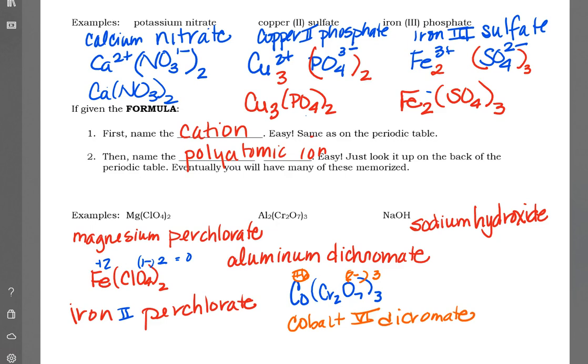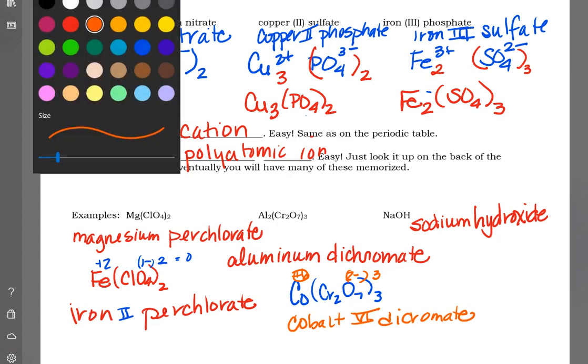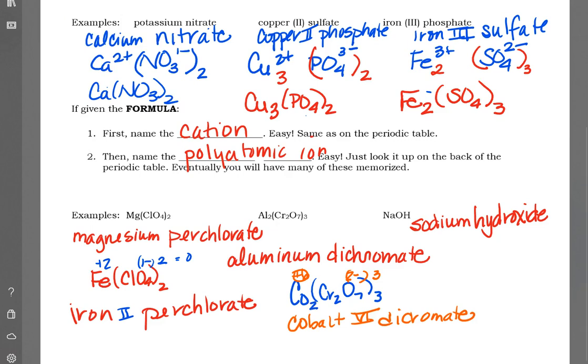If I had written the 2 there, then we would have cobalt 3 dichromate. Okay? All right.